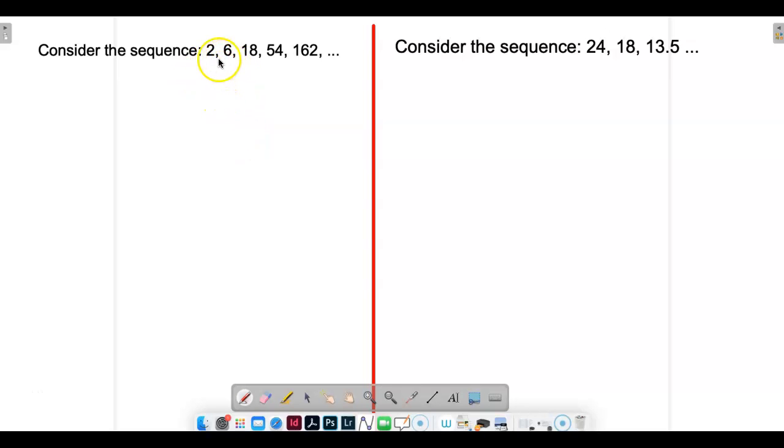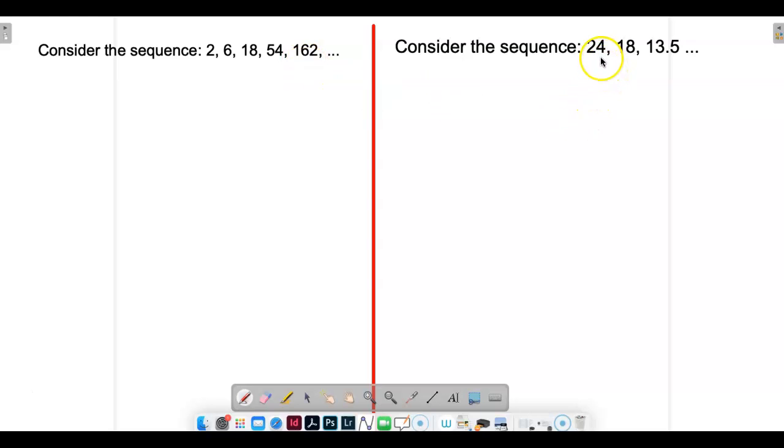In this sequence of numbers, we do not have a common difference. The difference between 2 and 6 is 4, and the difference between 6 and 18 is 12, and then it is 36, and then it is maybe 98. So I can actually see that there's no common difference in this sequence.